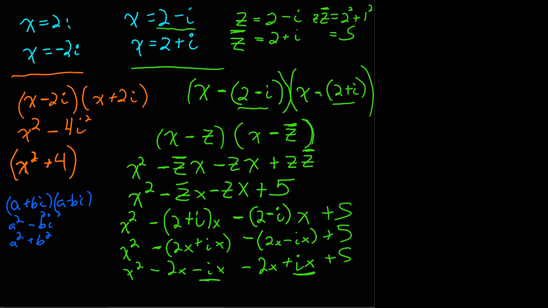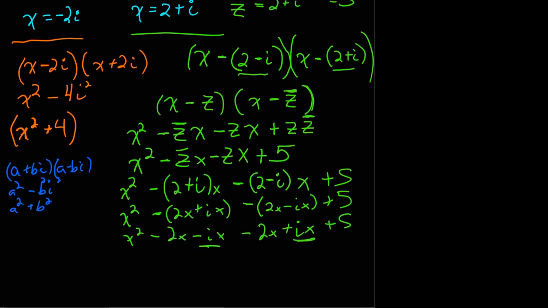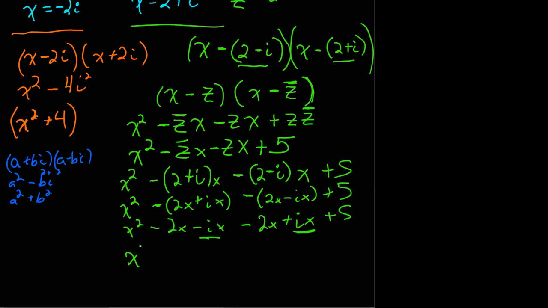And by multiplying by complex conjugates, I guarantee all of the imaginary parts cancel. And so I have x squared minus 2x, that's minus 4x, and plus 5, because the imaginaries cancel out. And so there are my two polynomials.